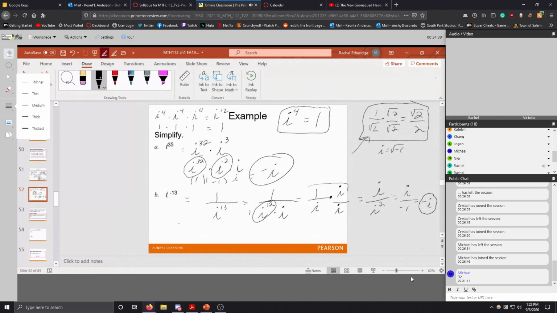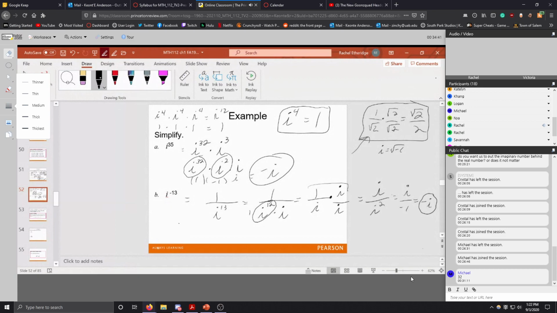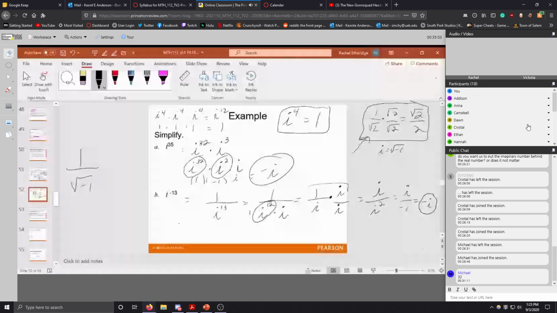I broke down i to the third into i squared. So basically, if you get an answer and it's 1 over i, that's not the lowest you can get it down to. You have to keep simplifying. If you get 1 over i, that means there's a radical in the denominator. We just don't write it as radical -1. We write it as i.